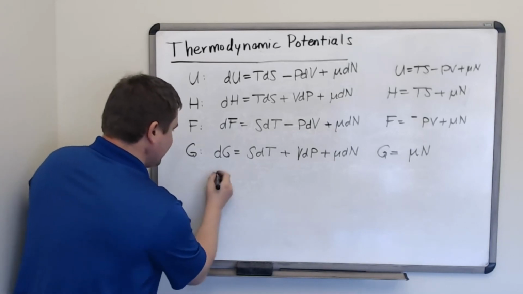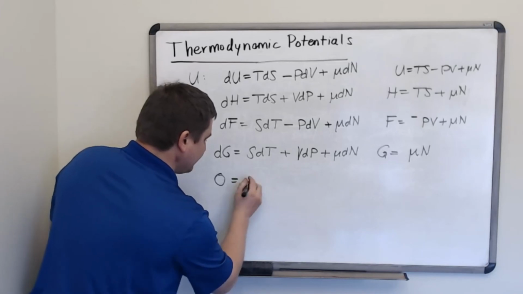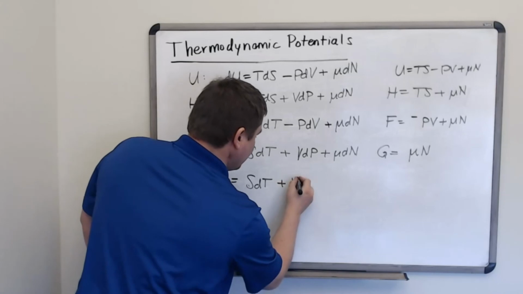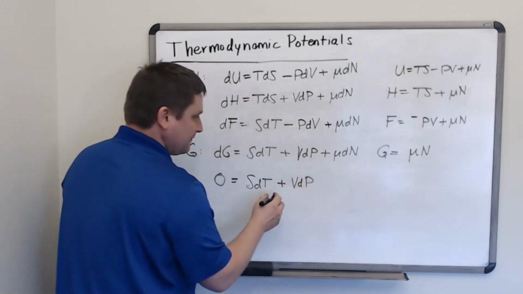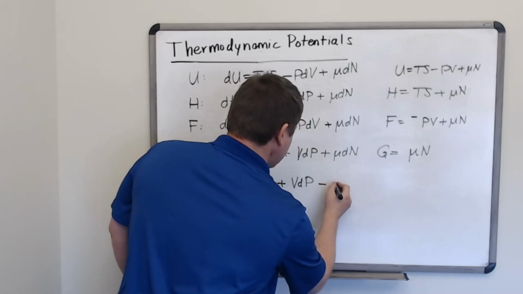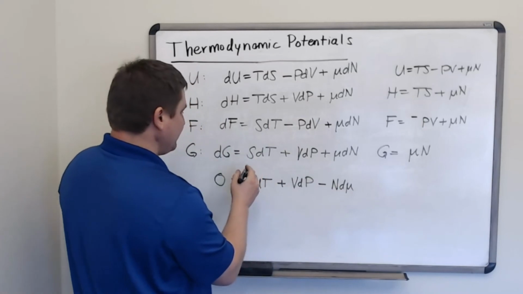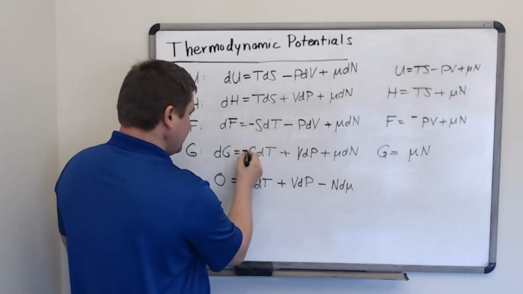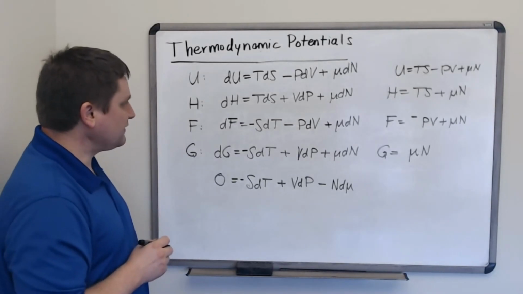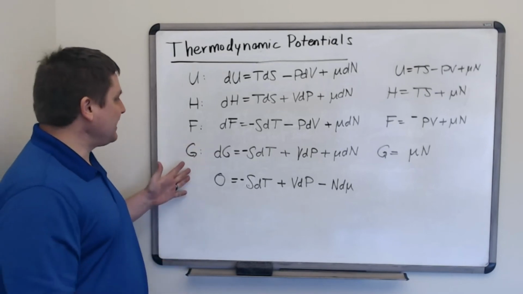Finally, we have the Gibbs-Duhem equation, where 0 is equal to SdT plus VdP minus N d mu. It should be a minus here, here, and here. That is correct. So this is our summary of the thermodynamic potentials.